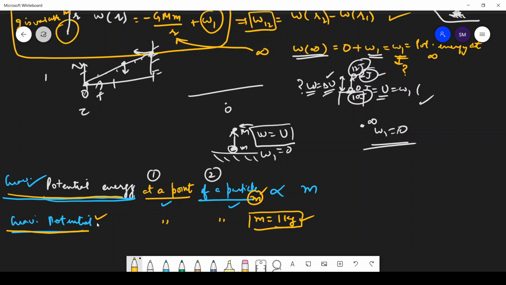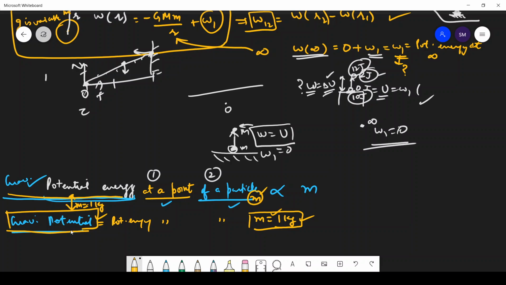So the gravitational potential is nothing but the gravitational potential energy of the particle, the energy possessed by 1 kilogram of mass. So the gravitational potential is equal to the potential energy at that point of the particle when the mass is 1 kilogram. We use the words gravitational potential for the potential energy when mass is equal to 1 kilogram.